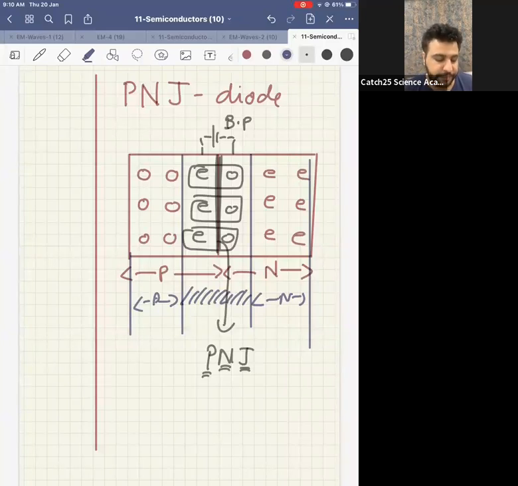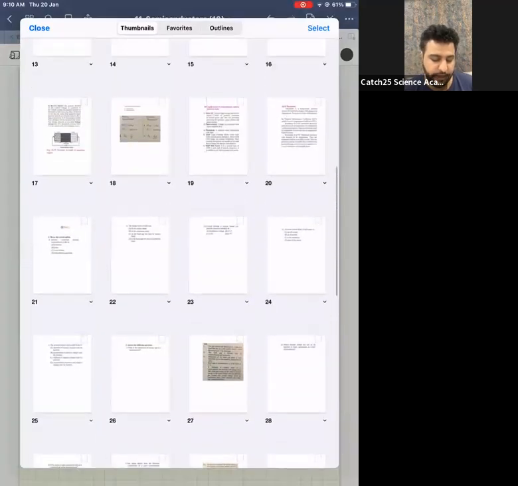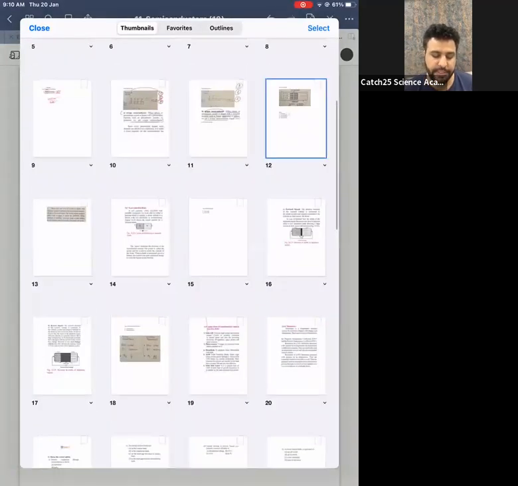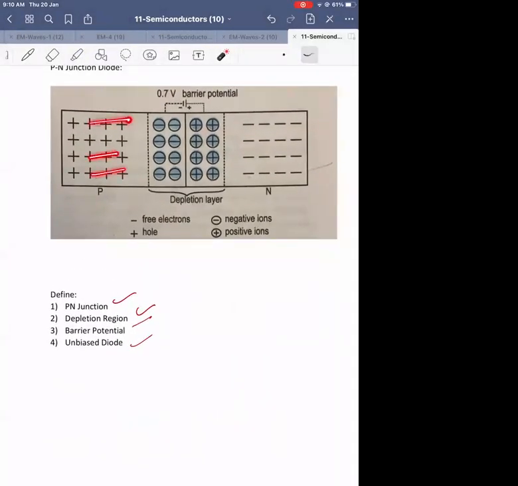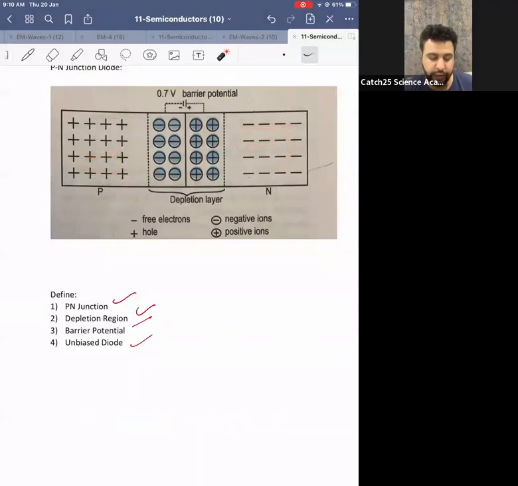Now the same diagram, they have shown it in the textbook like this. I will show it to you. See here, this is P type, pure positive. This is pure negative. Here, positive and negative have combined, so negative has come on this side and positive has come on this side. So can I say this region is your depletion layer, because it belongs neither to P nor N. This is your barrier potential, because of holes and electrons combining, I have some potential. This is my PN junction, correct? And this whole system is my PN junction diode.